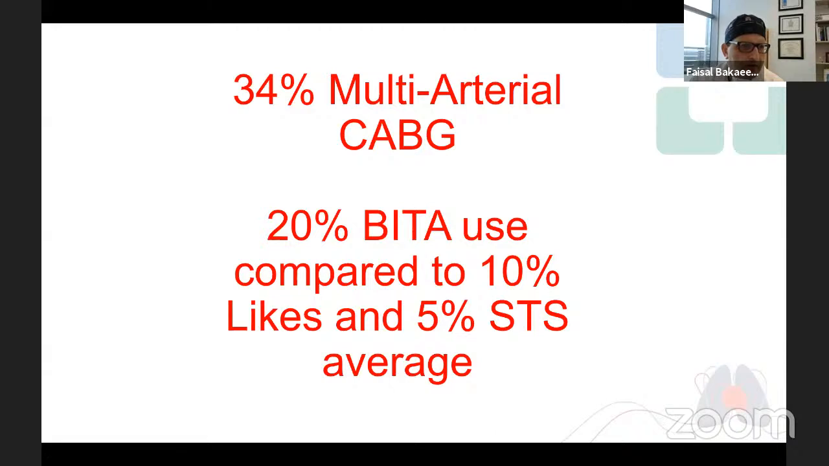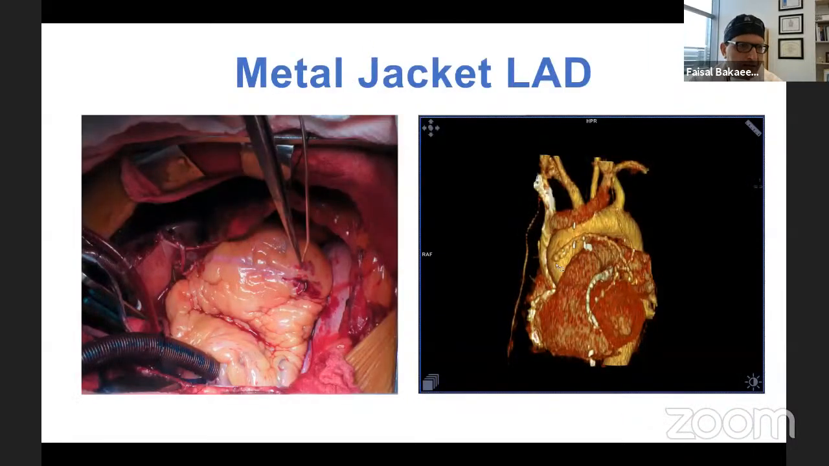This is what we do at the clinic. 34% are multi-arterial CABG. Well, you say, you just told us that this is your specialty. How come only 34% have multi-arterial CABG? Well, that's because the rest are really either sick in the ICU, on inotropic support, acute MI, or very old, very frail. You've got to select your patients. Not every patient will get multi-arterial grafting. But the default strategy is using multi-arterial grafting.